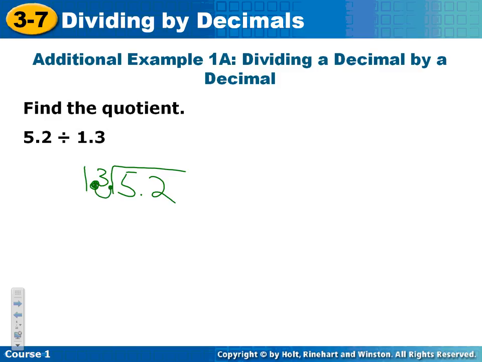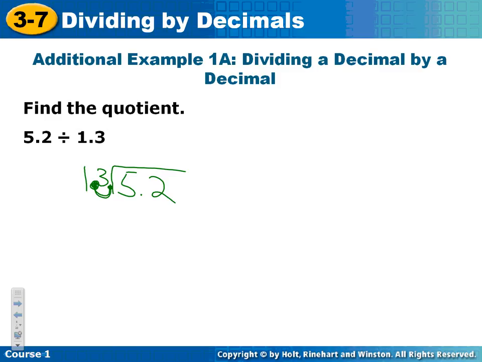And now we can't just make 1.3 13, because 1.3 and 13 are obviously two different numbers. So we need to figure out a way on how to move that decimal. In order to move the decimal, we multiply it by 10. And by multiplying it by 10, it moves over one place.